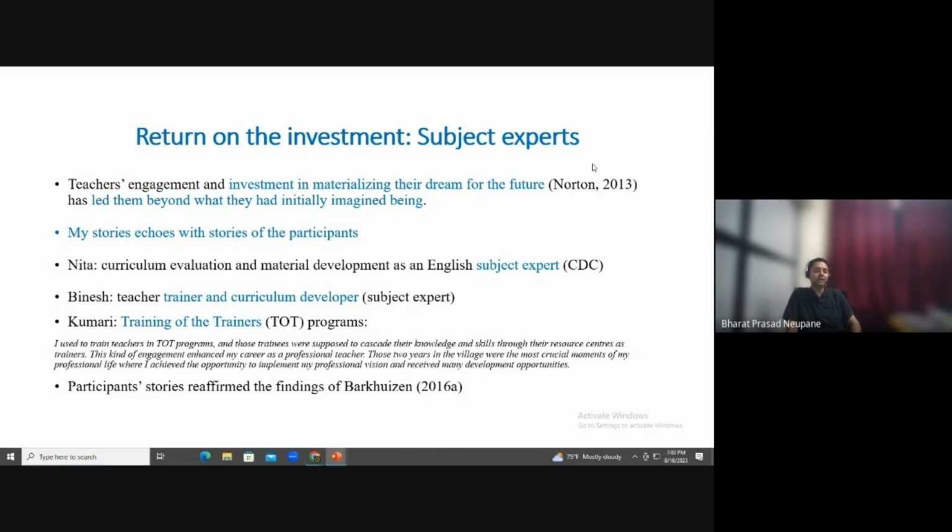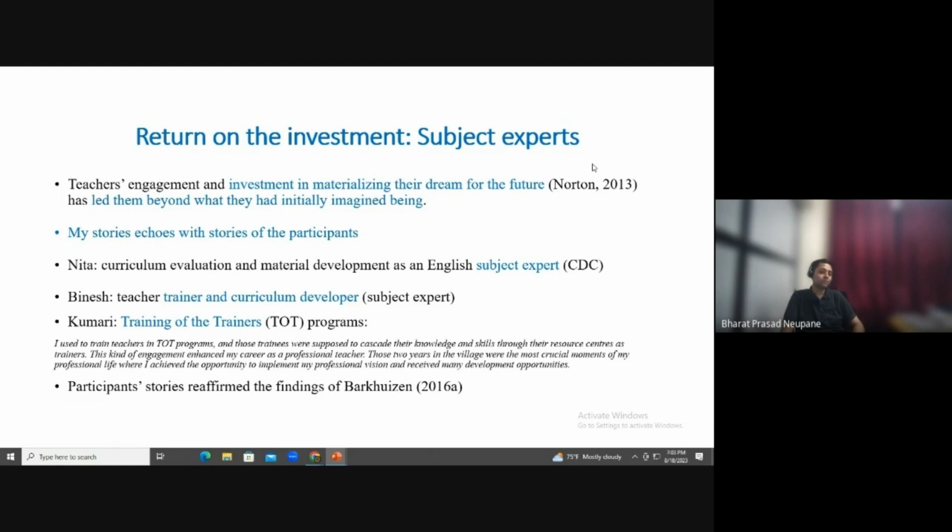And even my story echoes the stories of the participants. Initially, I had idealized Ramsar as my role model. I was influenced by him. I wanted to be a secondary level English language teacher. But after sincere engagement in learning activities, engagement in professional development activities, and because of different opportunities, I ended up being a teacher educator in a university of repute, and so I ended up being what I initially wanted to be, beyond my initial imagination. And the same happened to other teachers as well.